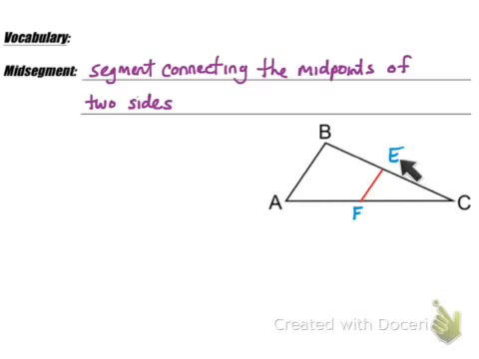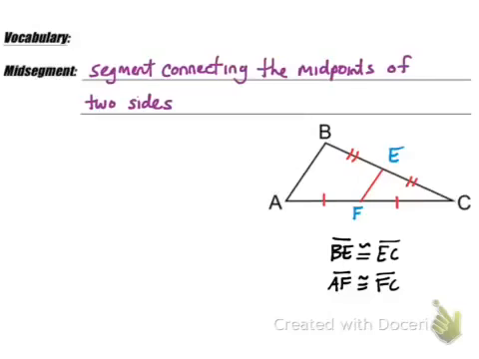Now if E is bisecting BC, then BE would be congruent to EC. And if F bisects AC, then AF and FC would be congruent as well. So if you know that there's a segment that's bisecting the two sides it's intersecting in the triangle, then we know that EF is the midsegment.